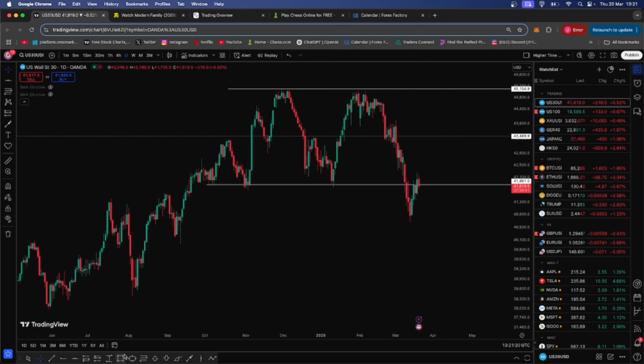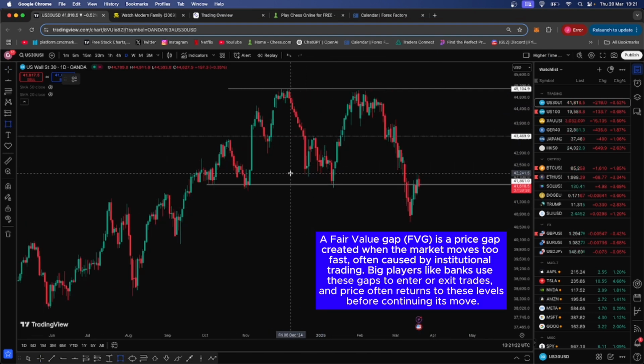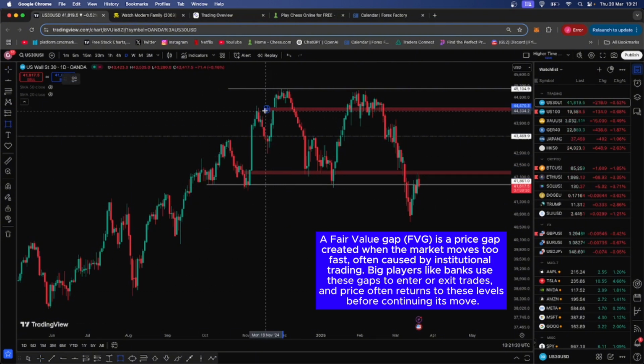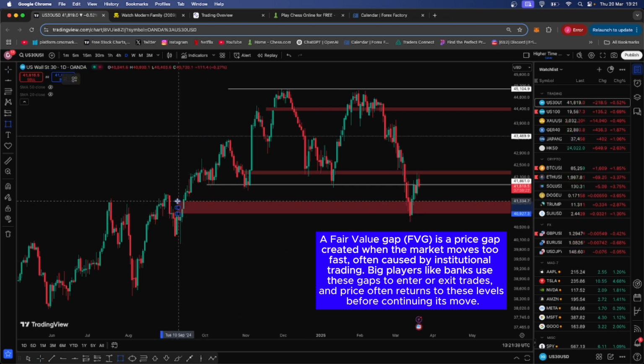Within this premium discount array, we've got fair value gaps. The main fair value gap we've got is this one right here. We've also got a fair value gap at the top of the range here, and this is the premium discount. And then outside of the range, this is also still a part of the range, we've got this fair value gap right here.